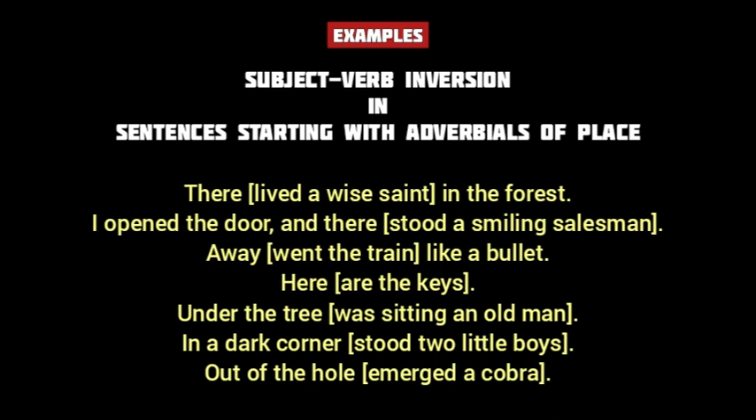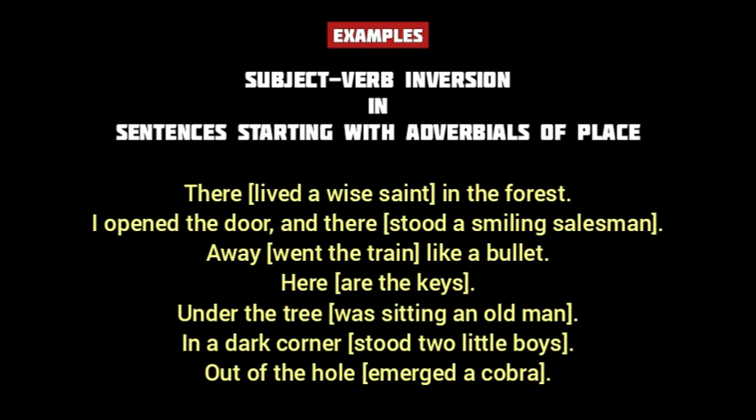When sentences begin with adverb phrases like under the tree, in a dark corner, out of the hole, the subject-verb inversion is used for emphasis. Interestingly, in the sentence, under the tree was sitting an old man, both the auxiliary was and the main verb sitting have been inverted with the subject, an old man. So it is possible to invert the subject with more than one verb in certain cases.